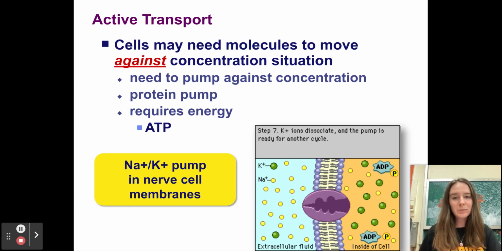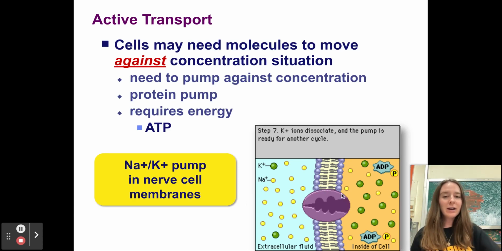Now, with passive transport, it's easy. If you have a high concentration of, here we have Na+, which is sodium ion, outside the cell, it can diffuse across the membrane into the cell along its concentration gradient. But what happens if you actually wanted to reverse the process? What if you wanted to take these sodium ions and pump them out from a low concentration to a high concentration? How could you do that? Well, you need something called a protein pump. A protein pump will pump ions or molecules against their concentration gradient.